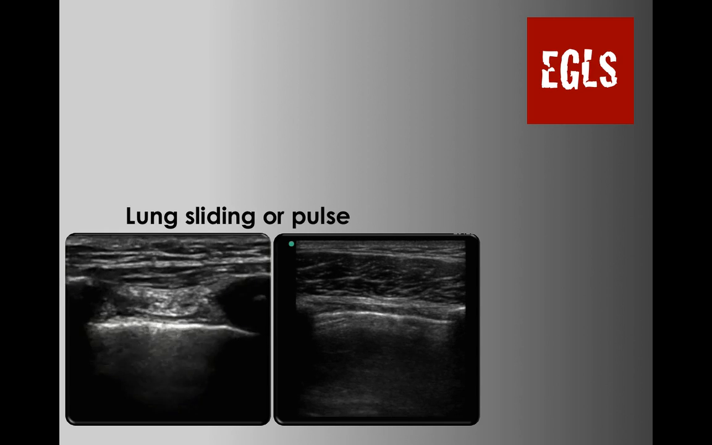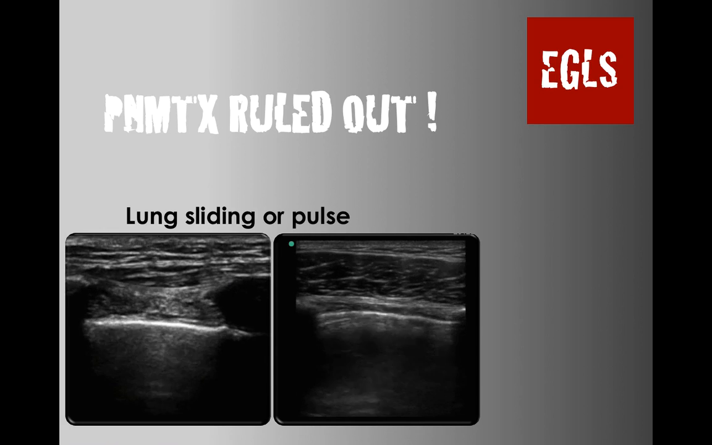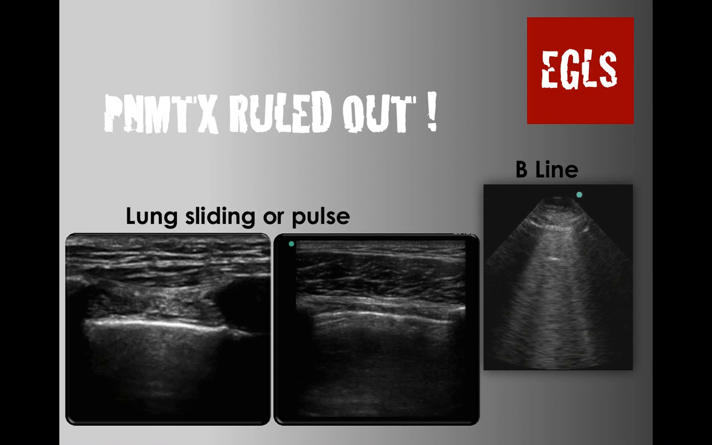So getting back to whether or not our patient has a pneumothorax, he doesn't if we see either lung sliding or a lung pulse. And as we'll see in the next section on interstitial syndrome, B lines being generated by the interstitium also rule out pneumothorax.